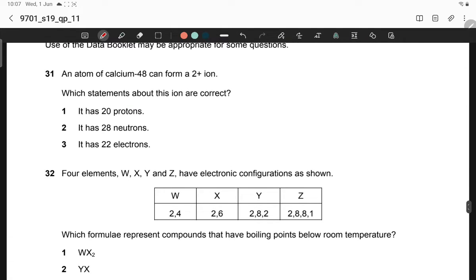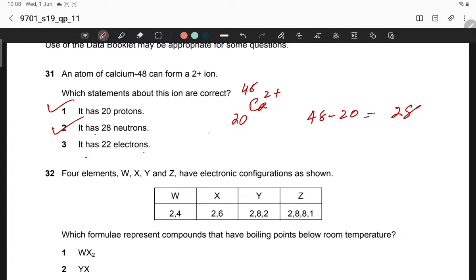Question number 31. An atom of calcium 48 can form two positive ions. Which statements about this ion are correct? Calcium 48 means 20 protons and it has 20 protons. It is correct. It has 28 neutrons, 48 minus 20 is equal to 28 neutrons. It is also correct. It has 22 electrons. It carries 2 plus charge.